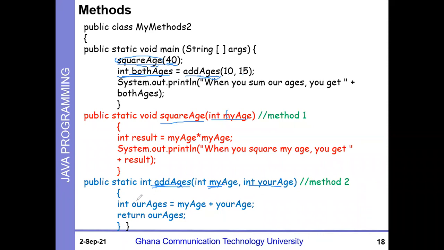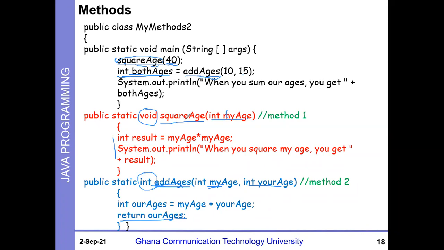Now the whole idea is whether this method returns something. See, this one doesn't have a return, so it's void. So you see that this method is void. It doesn't return anything. This one has int. So public static int add ages, public static void.